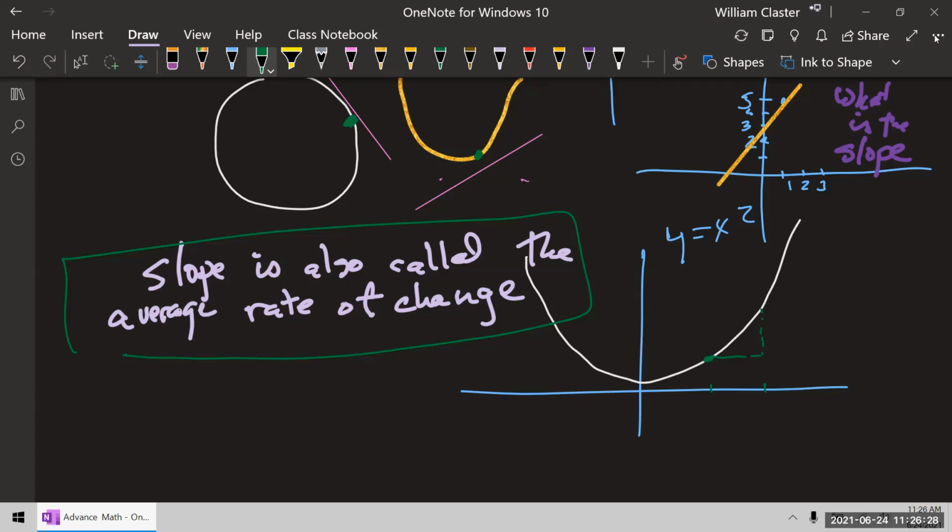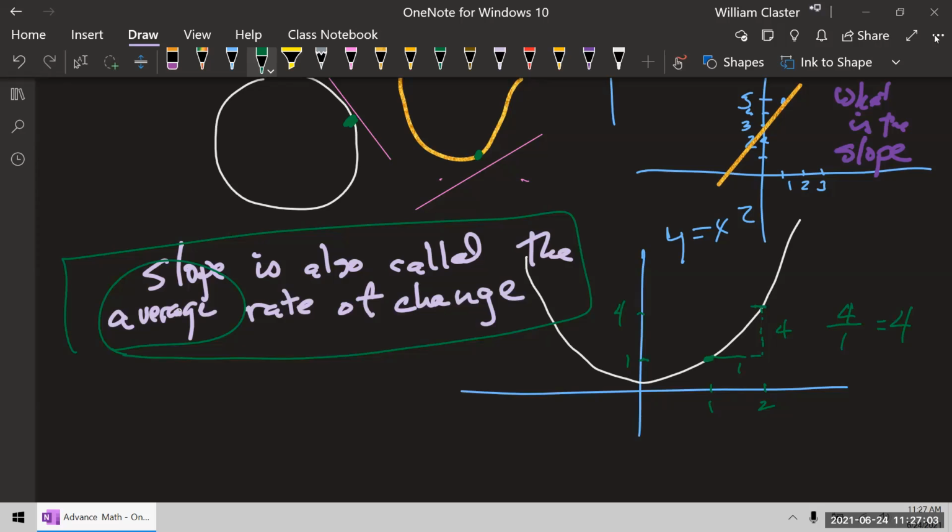So let's say this is 1 and 2. So the height of this is 1, and the height of this is supposed to be 4, right? Because 2 squared is 4. So the rate of change here, or actually the average rate of change here, is this distance is 4, and this distance is 1, so it's 4 over 1, which is 4. So the rate of change here is 4.